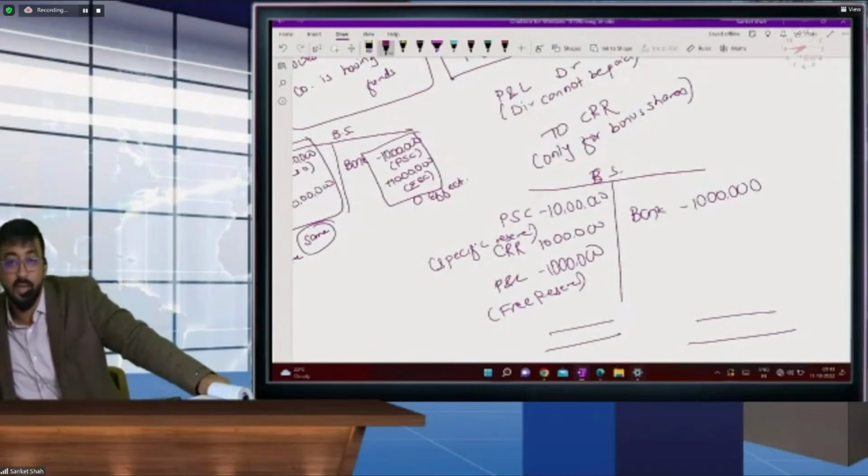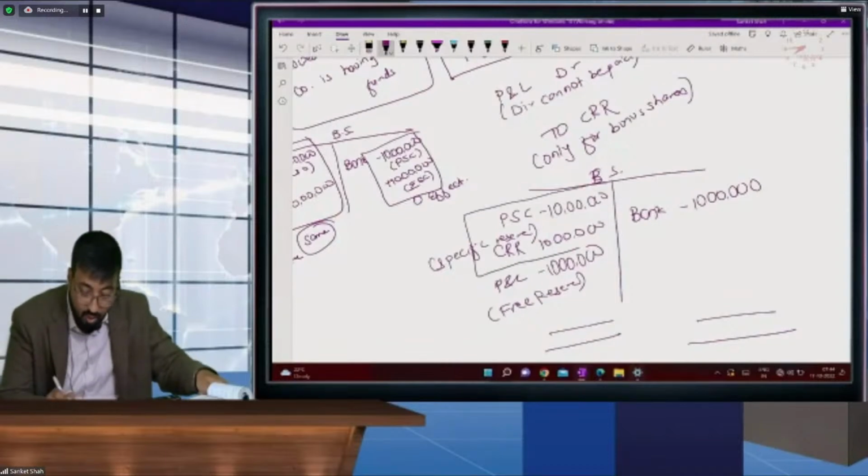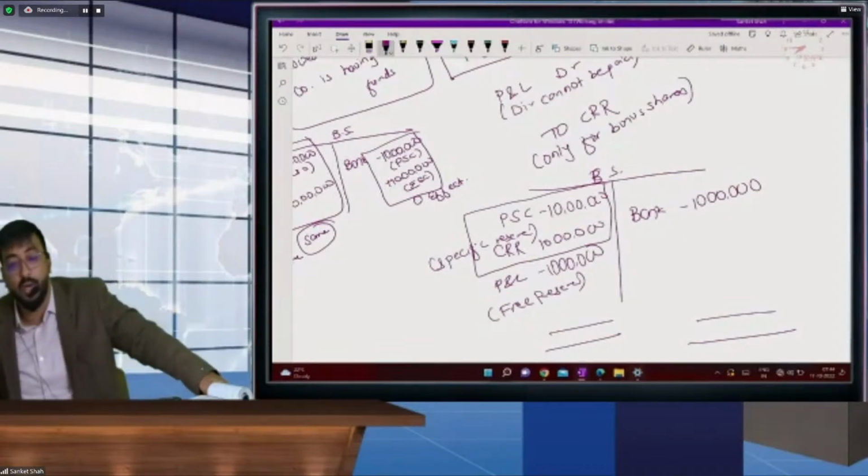P&L is free reserve and CRR is specific reserve. Okay. So free reserves balance is getting reduced by 10 lakhs rupees and CRR balance is getting increased by 10 lakhs rupees. Preference share capital is reducing by 10 lakhs rupees and bank balance is getting reduced by 10 lakhs rupees. So ultimately your capital structure will be same. Okay, because P&L is not a part of your capital structure and because P&L is a free reserve.